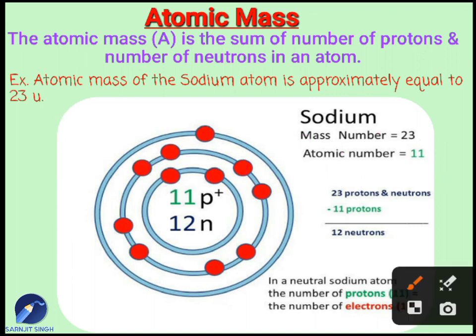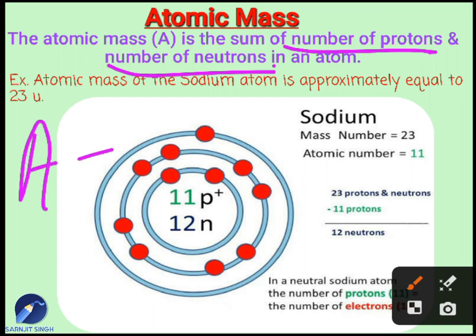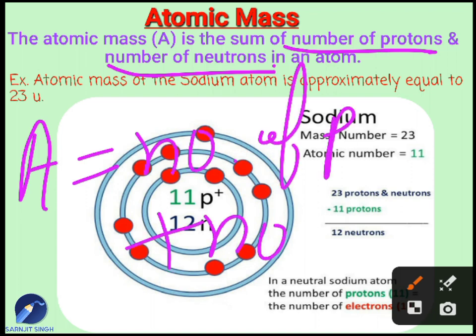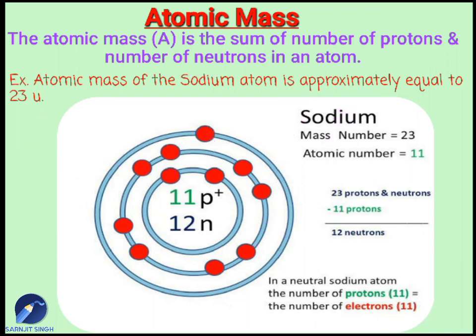So atomic mass is equal to the sum of the number of protons and the number of neutrons, because the mass of an electron is very small compared to the mass of a proton and a neutron. So atomic mass A is equal to the number of protons plus the number of neutrons. Here is an example.